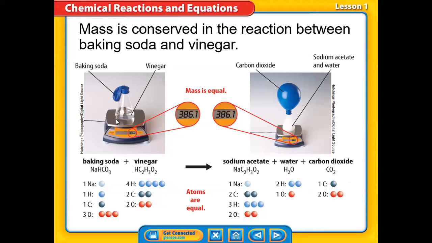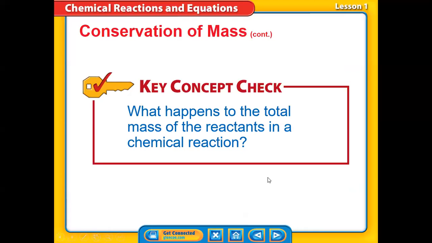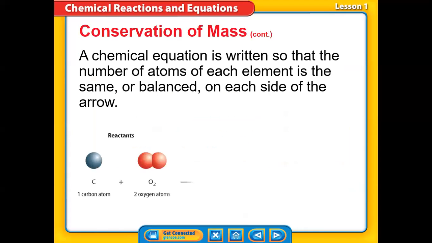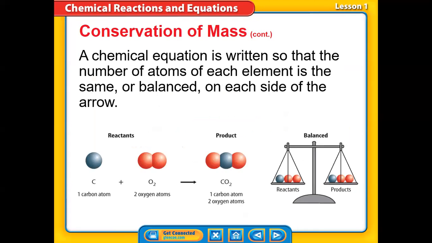So the reactants and products must be balanced. The number of atoms in the reactants must equal the number of atoms in the products. Is it clear, guys? That's why here we said, regarding the law of conservation of mass, that the mass must be equal. So the two sides must be equal. Reactants must equal the products.